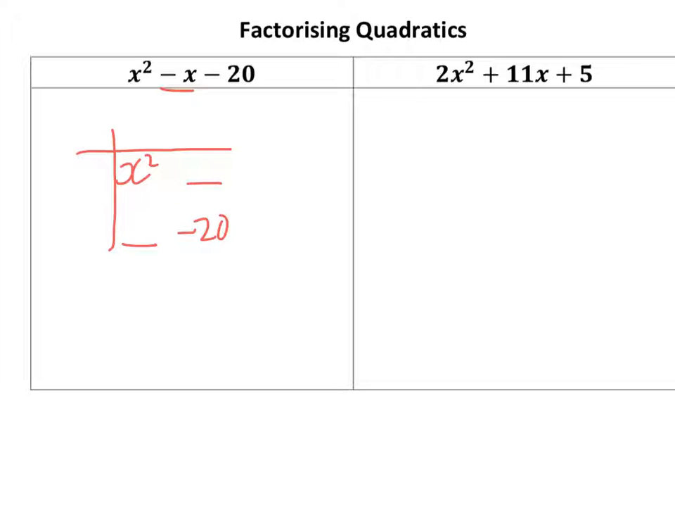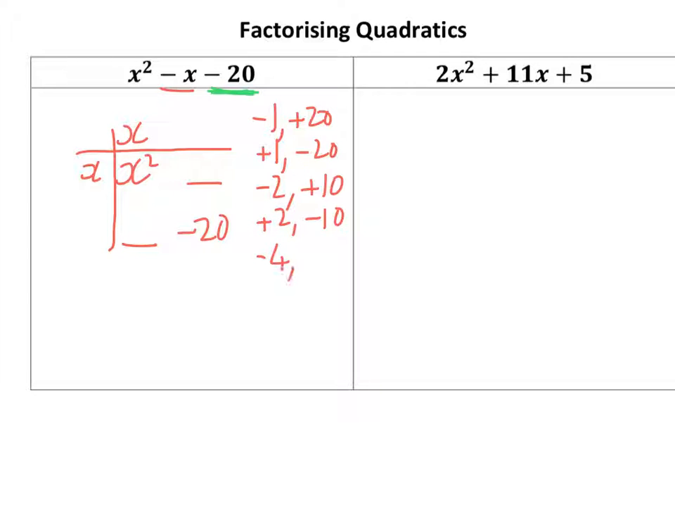Now, I want two numbers. It's fairly obvious, sorry, I should say that is going to be x and x. Now we want two numbers that multiply to make minus 20. So what I would do if I were you is list all the pairs of numbers that multiply to make minus 20. So I've got minus 1 and plus 20, plus 1 and minus 20, and it's worth doing both pairs. We've got minus 2 and plus 10, plus 2 and minus 10, minus 4 and plus 5, and plus 4 and minus 5.